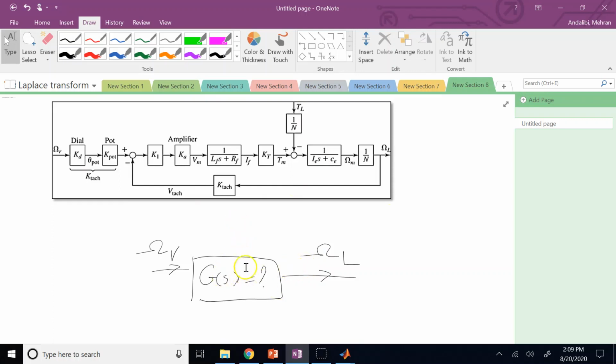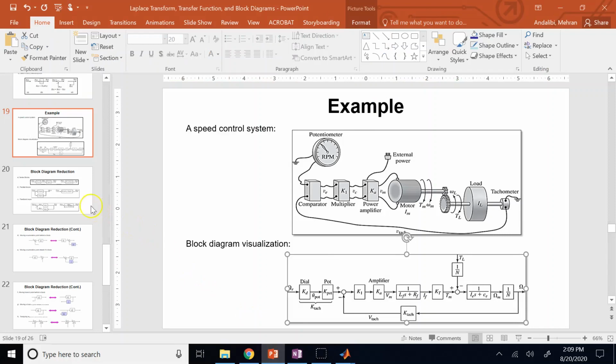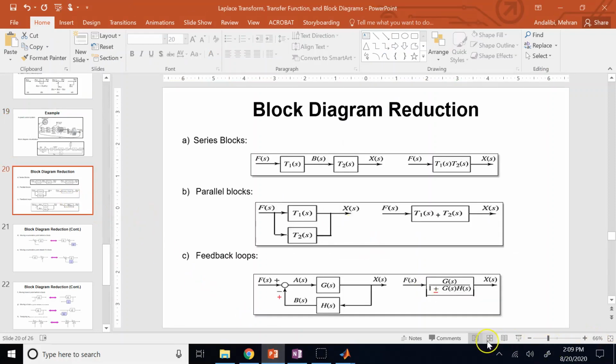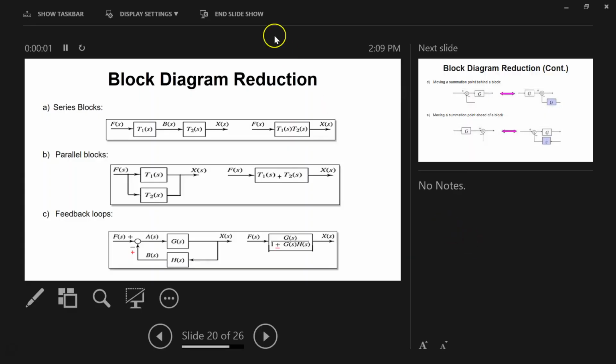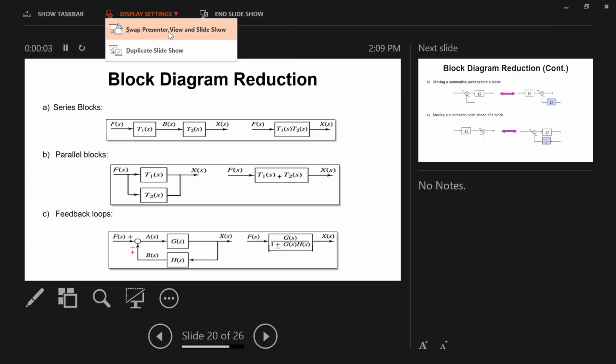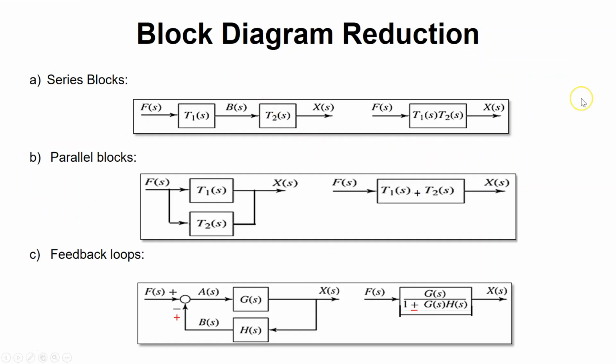It's way easier to deal with one function, although this is going to be complicated itself, but it's just going to be a numerator and a denominator and a lot of parameters in it instead of all these wires and branches and summers and everything. So that's the goal. Now, how do we do that? There are some rules that if we follow, we can simplify any complicated system.